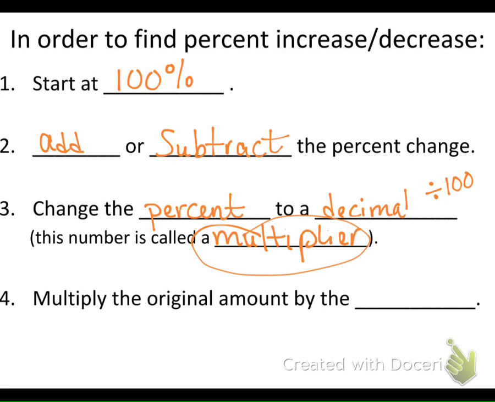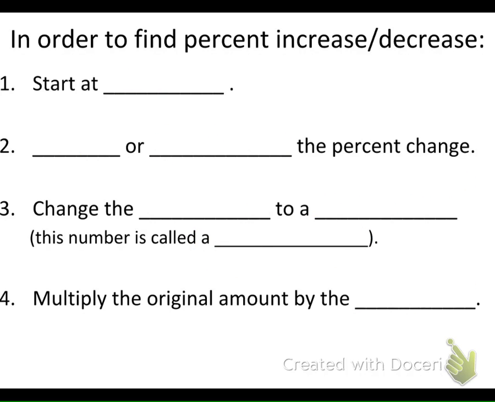Okay. And then my last step, multiply the original amount by the multiplier. All right, so let's go ahead and look at the first example problem on your paper. So the first example problem here.